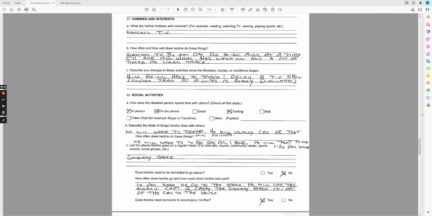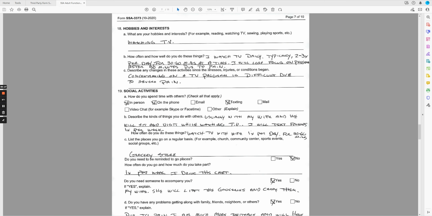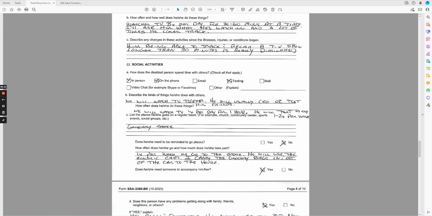And here, list of places you go, grocery store. Again, you just want to be consistent with what they're saying here. And does he or she need to be reminded to go places? In this situation, we said no. How often does he or she go, and how much does he or she take part? Well, here we wrote 1 to 2 times per week. We go to the store once per week. He'll use the electric cart. I carry the grocery bags in and out of the cart to the house.